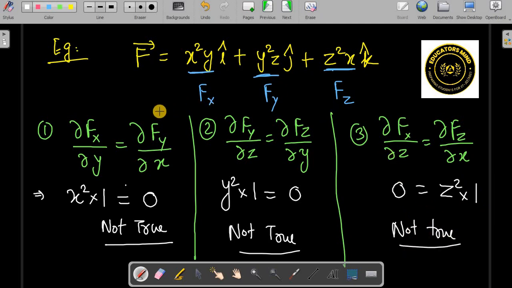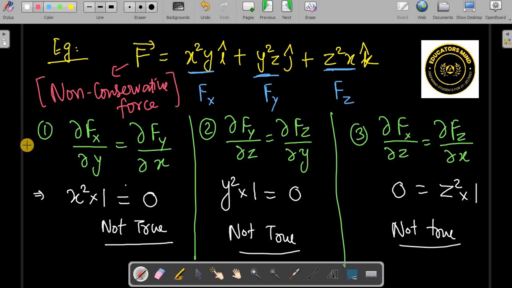So this certainly is not a conservative force. This is a non-conservative force. This is a simple method to detect whether a force is conservative or non-conservative, right? So in today's session we have discussed up to this much. In the next session we'll go further. Thank you for your attention.